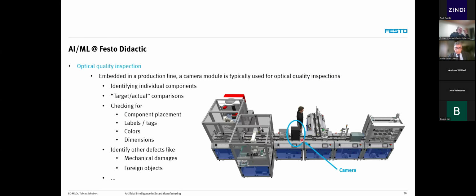And if you now think about the optical quality inspection that we had earlier in this presentation, we can also add this one to a learning factory. So we have a camera over here. And once we have the camera, we can check a lot of different stuff. We can do some target-actual comparisons. We can check for labels or colors, dimensions, and we can also check for damages or objects that should not be there. So on a small scale, we can do the same optical quality inspection that is done in industry nowadays.